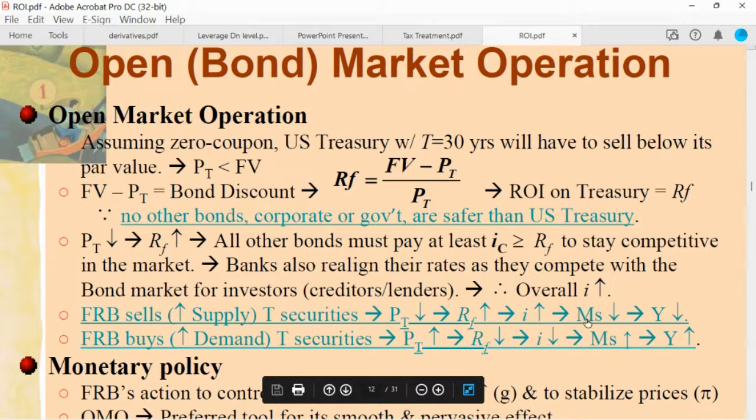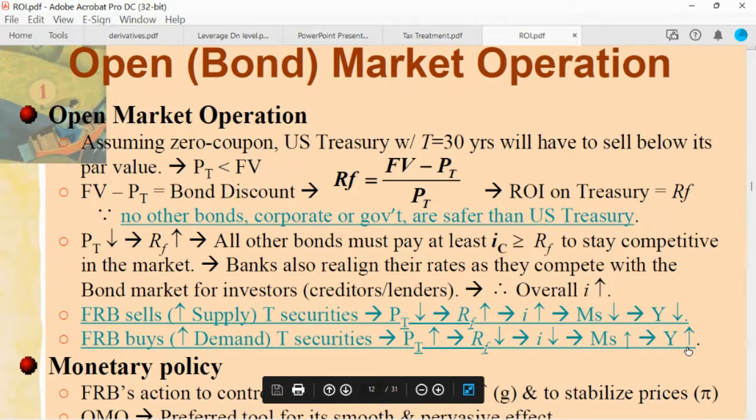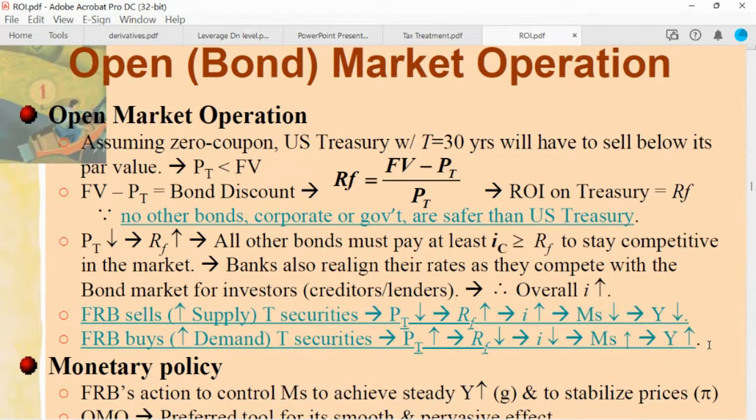That encourages borrowing. Lower interest rate. When interest rate is lower, it's easier to borrow, right? Borrowing goes up. As borrowing goes up, money supply goes up. So the economy gets stimulated, right? The income or the output of the economy goes up, right? So this is basically the mechanism of the open market operation.